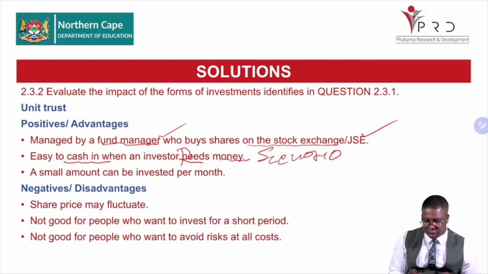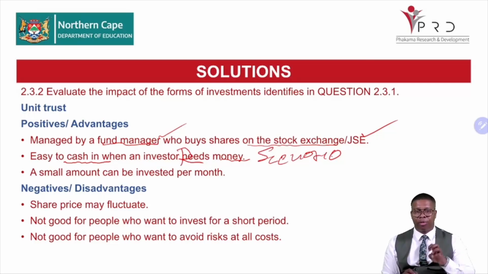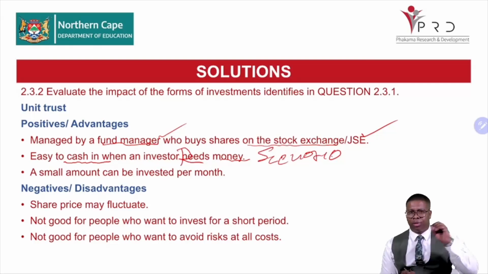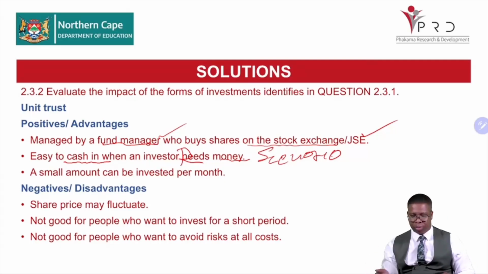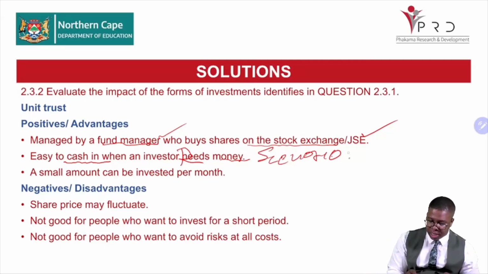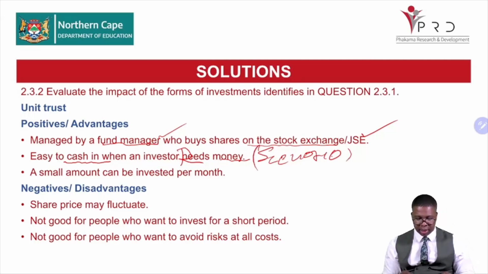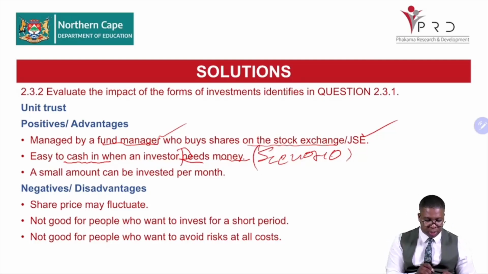So why am I doing this? I'm showing you that if you have quoted something as motivation from the scenario, do not write about it in the question that follows, because already you have obtained marks from the scenario. And then we look into another positive: a small amount can be invested per month. So that is another advantage.